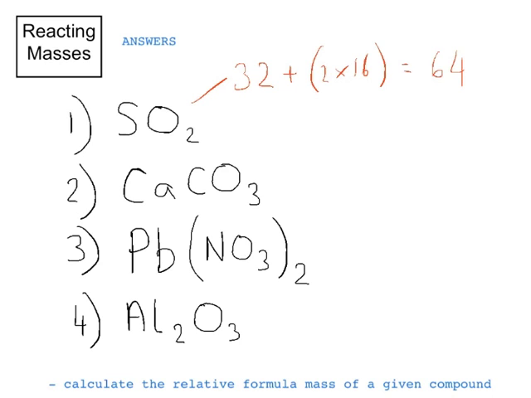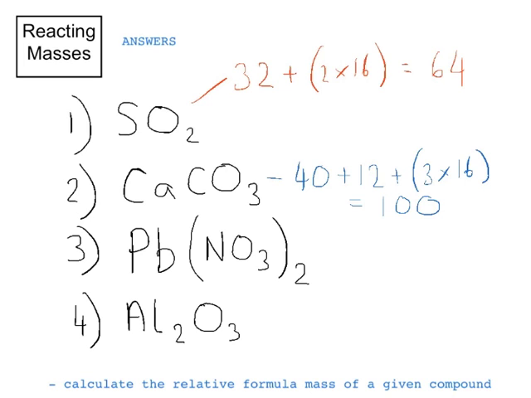I'll do the next one in blue. So we've got calcium, which weighs 40. We've got 1 of those. We've got 1 carbon, which weighs 12. And we've got 3 oxygens, which each weigh 16. So if we add all those together, we should get 100 exactly.